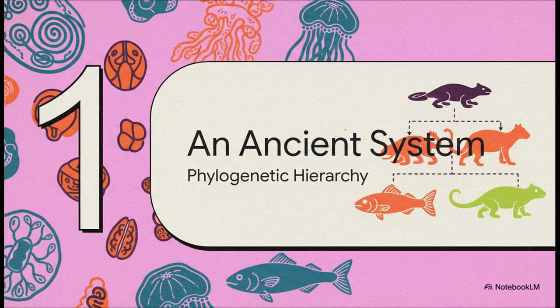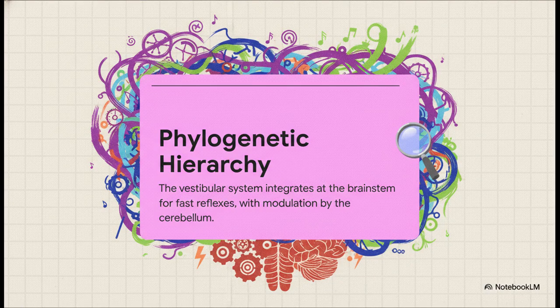The first thing to really wrap your head around is just how ancient the vestibular system is. It's been evolving for an incredibly long time, and its design is built on a clear phylogenetic hierarchy. And if you can grasp the structure, it unlocks everything else. So what exactly is this hierarchy? Well, think of it like this. Way down at the base, in the brainstem, you've got these lightning-fast, hardwired reflexes. Then, layered on top of that, you have the cerebellum and the cortex, providing all the sophisticated adjustments, the learning, and the fine-tuning. It's just a brilliant design, right? You get speed when you absolutely need it, with this layer of smart control right on top.